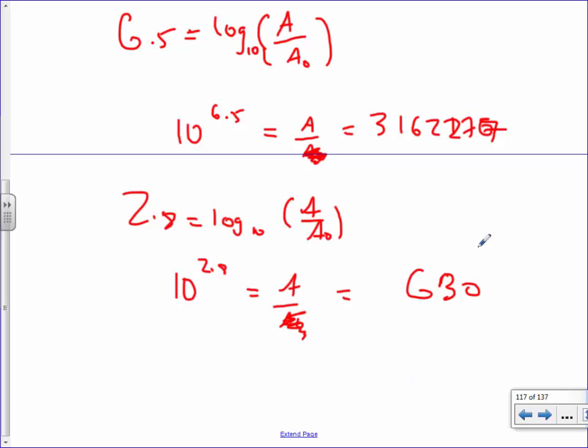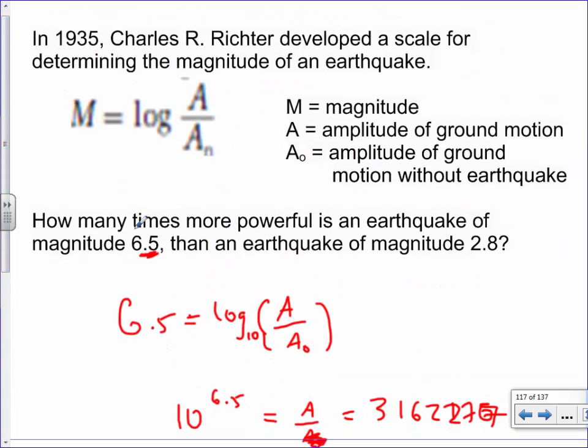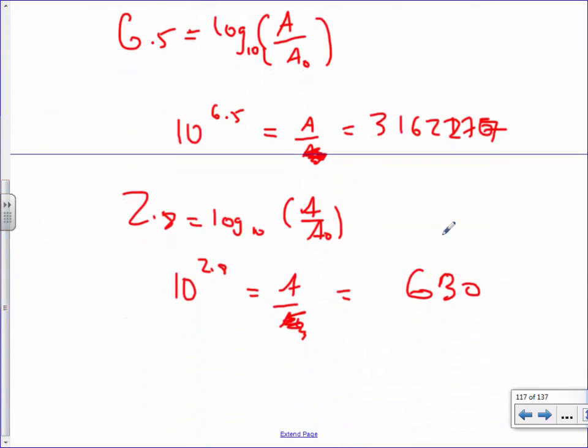So just to recap what we've learned here. The top earthquake vibrations are 3 million times bigger than they normally would be. The bottom earthquake vibrations are only 630 times more than what they normally would be. So to answer our question, it said, how many times more powerful is one than the other? How do you figure out how many times more powerful they are? Divide them. Yeah, divide them, because you're asking how many times multiply. So technically you've got to find the divide number. So anybody get an answer? Okay, so 5,000 times more powerful.